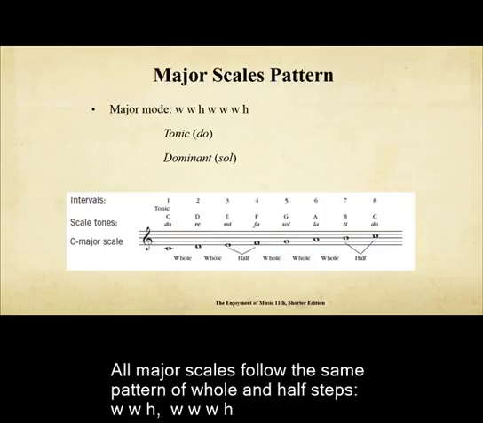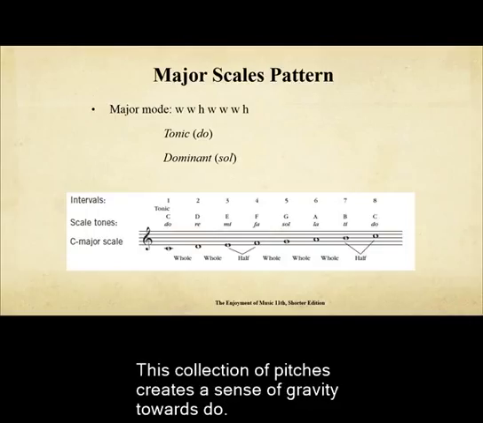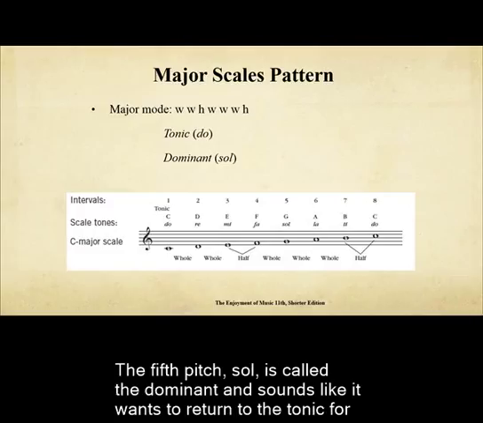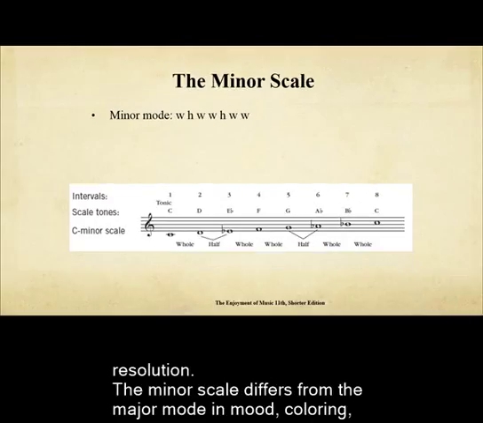All major scales follow the same pattern of whole and half steps. Whole, whole, half. Whole, whole, whole, half. This collection of pitches creates a sense of gravity towards do. The 5th pitch, so, is called the dominant and sounds like it wants to return to the tonic for resolution. The minor scale differs from the major mode in mood, coloring, and step pattern.